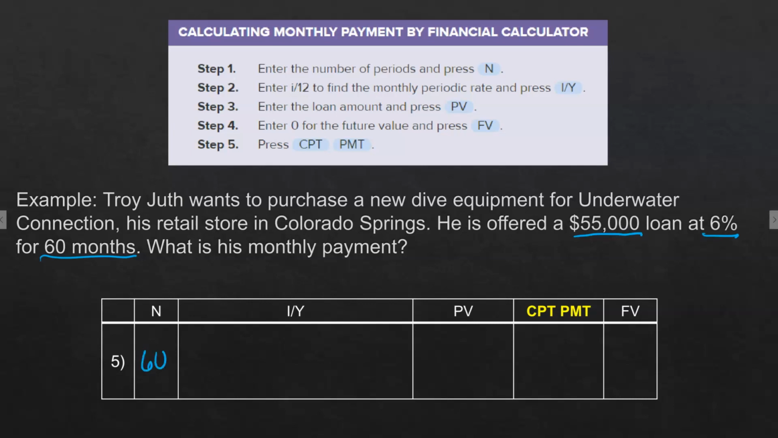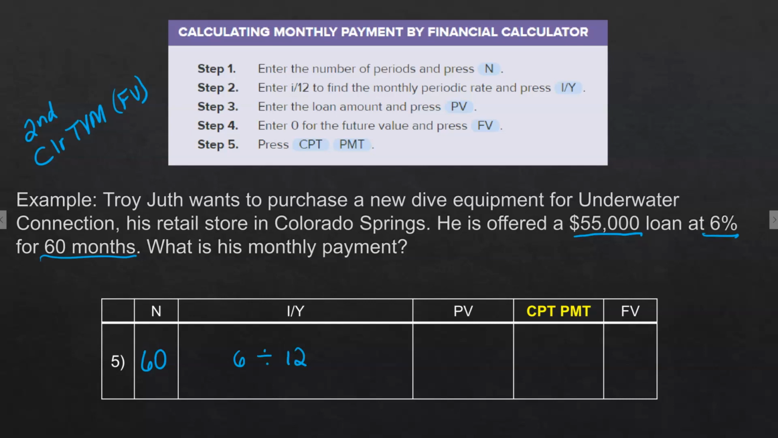All right, so 60 months. Remember, we put in your 60 and push N. Oh, clear your TVM keys. Remember, do second, clear TVM, which is on the future value key. Do that before you start this problem. You want to clear out the loan stuff that you put in your calculator so it doesn't get confused and jumbled. Okay. All right, so for the interest rate, we take the 6% and divide by 12.